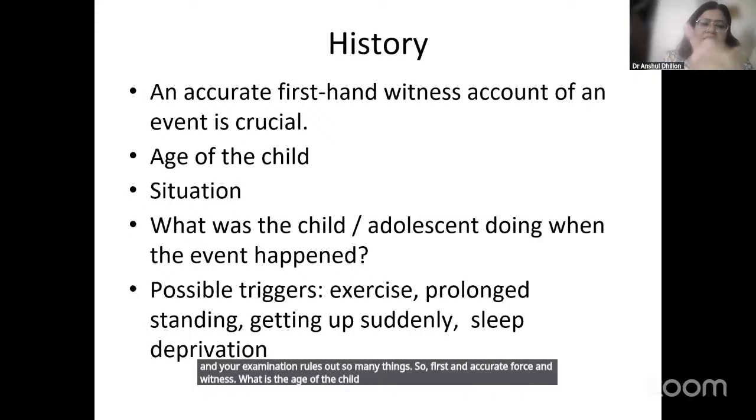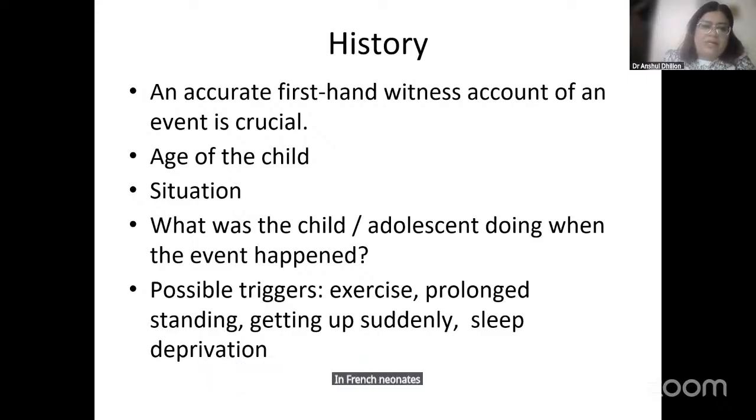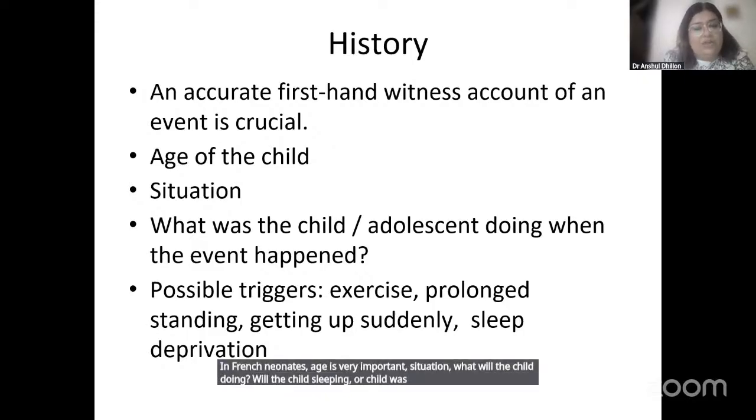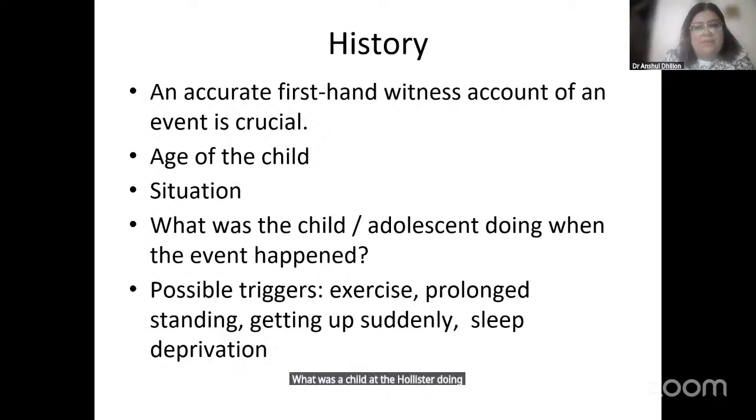So the first table where we have tabulated the age: infants, neonates. Age is very important. Situation: what was the child doing? Whether the child was sleeping, or sitting idle, or engaged in something. So the situation triggering the event is very important. What was the child or the adolescent doing when the event happened? All these factors in history are very important.